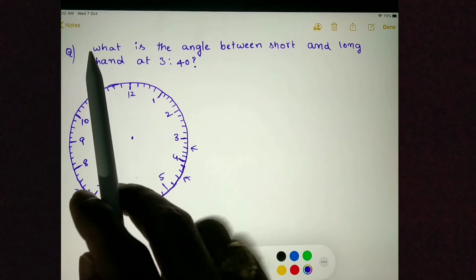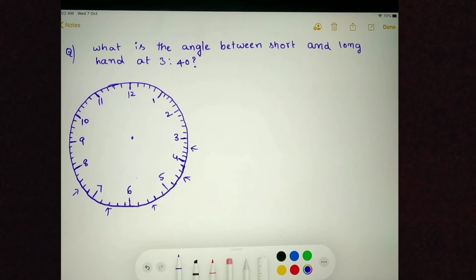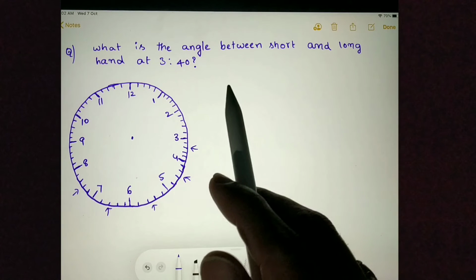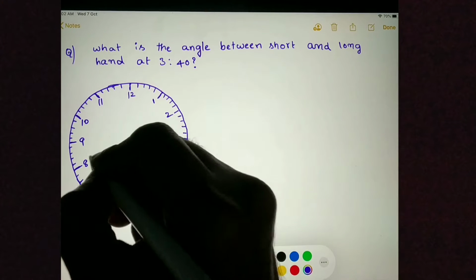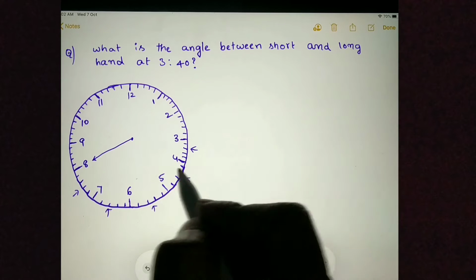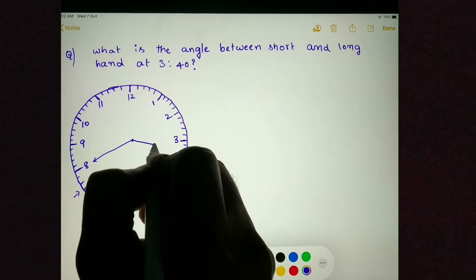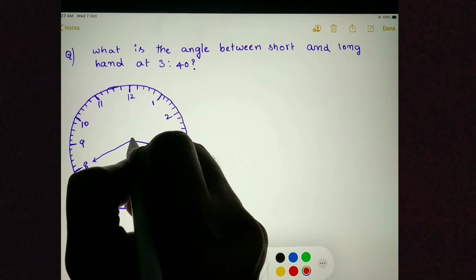Next question is, what is the angle between short and long hand at 3:40? At 3:40 we know that long hand will be exactly at 8. Short hand will be somewhere in between 3 and 4. At 3 o'clock short hand will be exactly at 3.